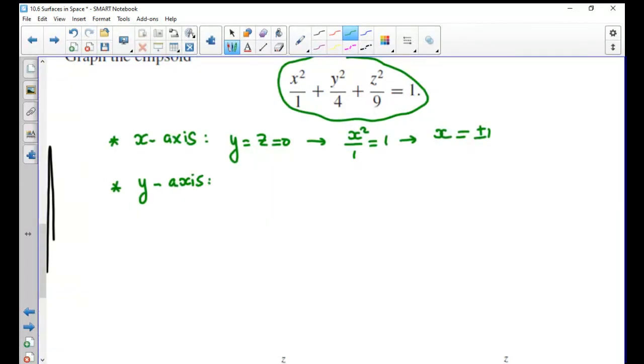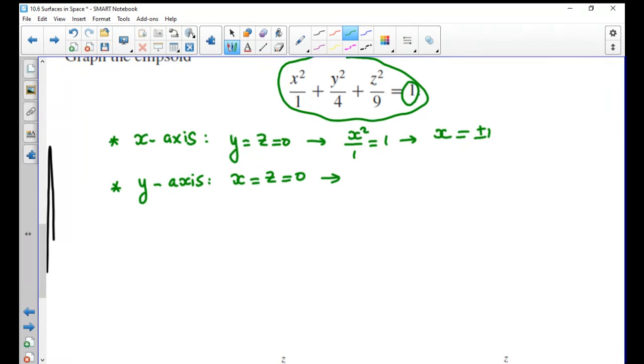What happens on the y-axis? X and z are both 0, yeah? So you put x equal to z equal to 0. Yes, Salha, it's always 1 here. This is 1, yes. If it's not 1, if it's 4, for example, you need to divide everything by 4 to make it 1. So you can always change the equation to make it equal to 1, yes.